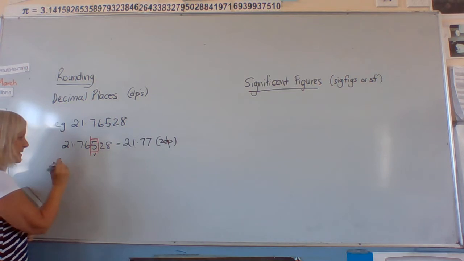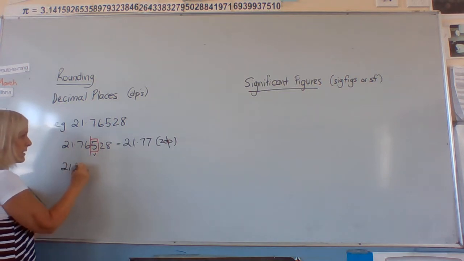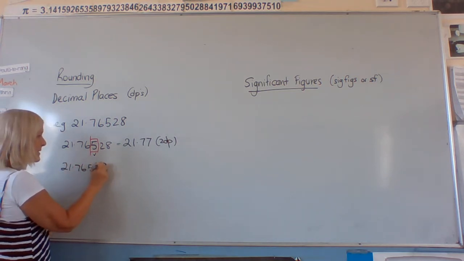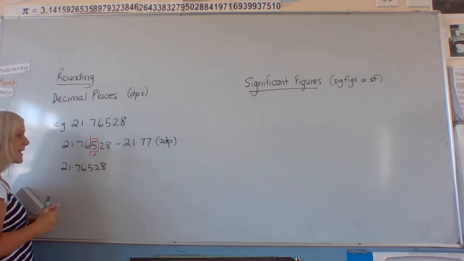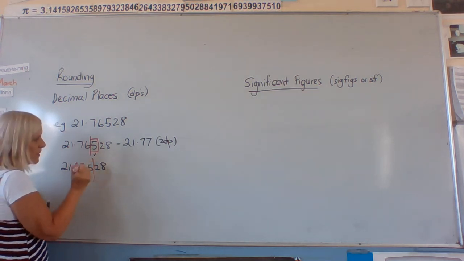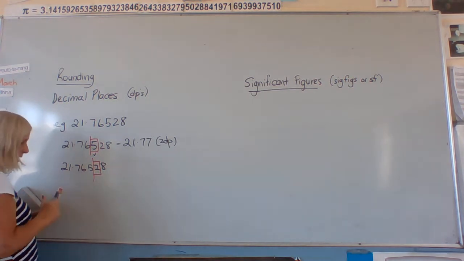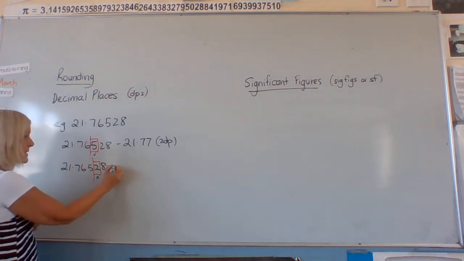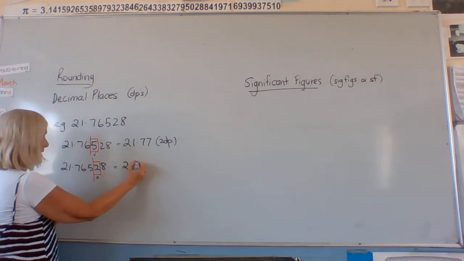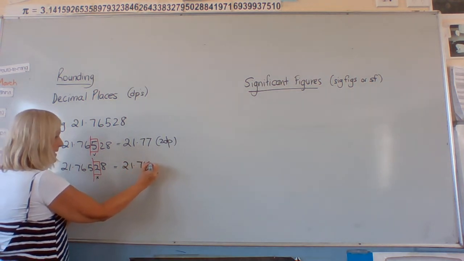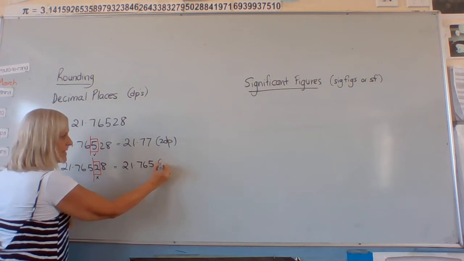If I was rounding this number to 3 decimal places, I'd count to 3. So maybe we're not talking about money anymore, we might be talking about length. And this number tells me I don't need to round it up, so I would get 21.765 and leave it as that.